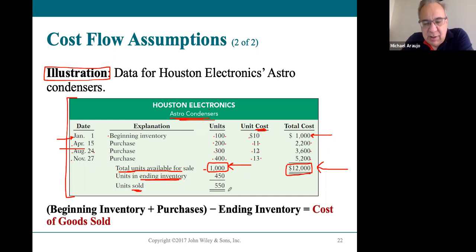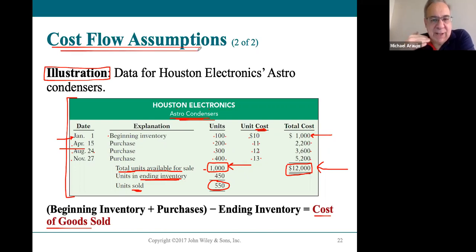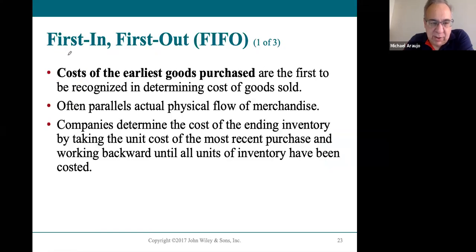The question is, going back to our cost flow assumption, how do we know what the cost of goods sold is? Which 550 units did this company sell? Did they sell the ones from the beginning? Did they sell the ones in the middle? Did they sell the ones at the end? How do they know what to use? Well, they have to select a cost flow assumption. And every company has the right to choose the cost flow assumption that works for them. So let's see how FIFO works.